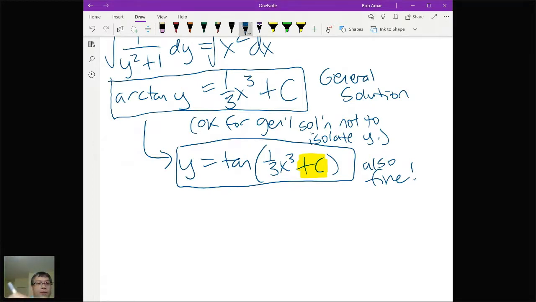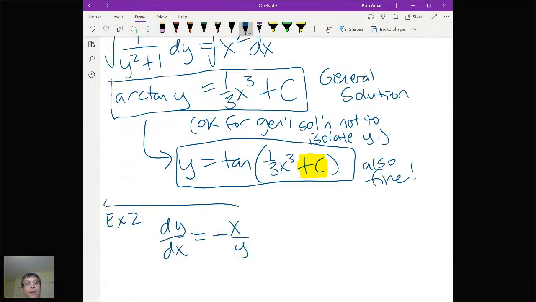Okay, so here's that second example. dy dx equals negative x over y. See if you can get all the y's on one side and all the x's on the other side, and then when you get the general solution, pop it in the chat.